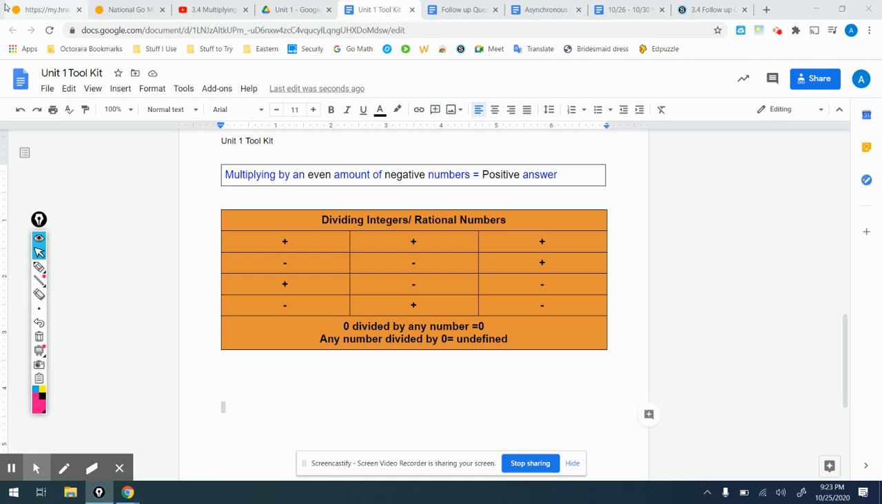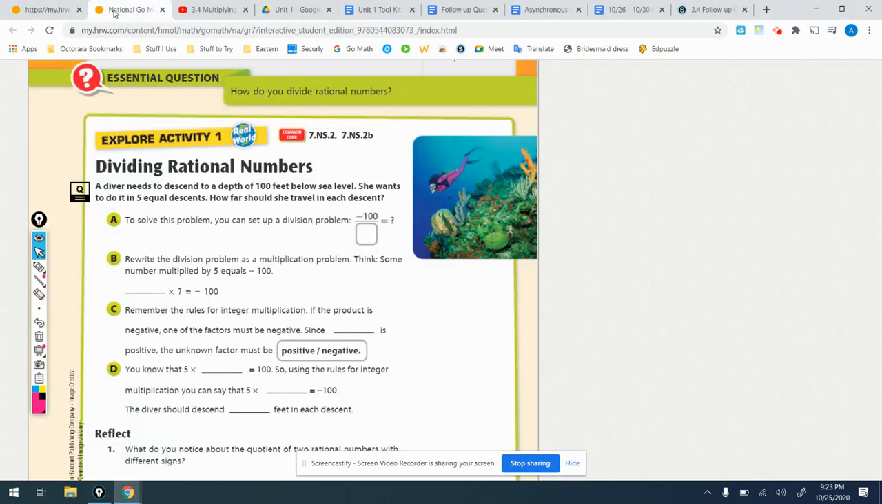Okay, so we're going to move to our textbook, and we're going to look at this first question, all right? A diver needs to descend to a depth of 100 feet below sea level. She wants to do it in 5 equal descents. How far should she travel in each descent? Well, we know she's going down because of this word descent. We also know that she's going to a depth of 100, and she wants to break it into 5 equal groups.